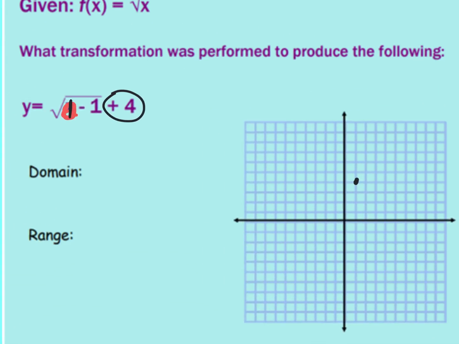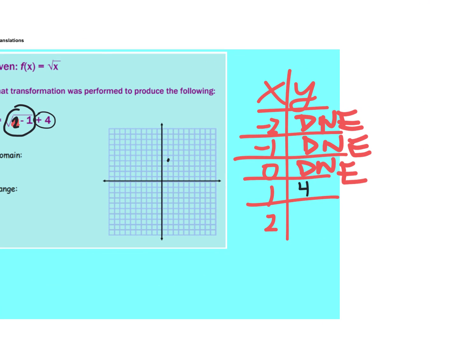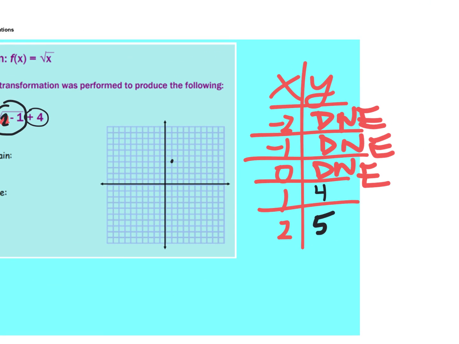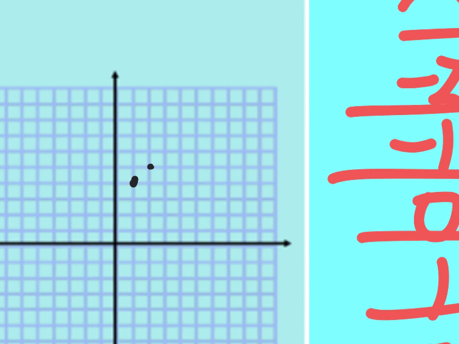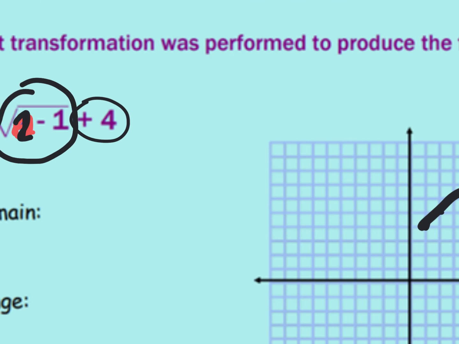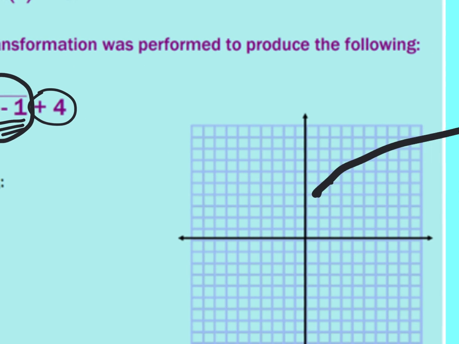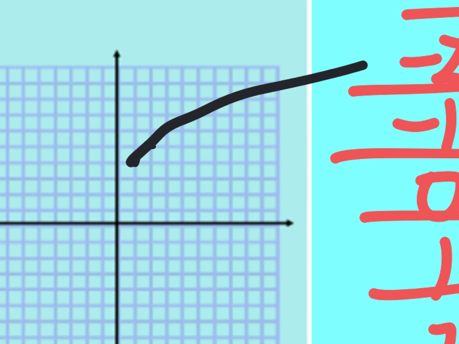Now I put in the 2. 2 minus 1 is 1. Square root of 1. This part here, square root of 1 is 1. 1 plus 4 is 5. And I know what this looks like. It's a square root that's been shifted 1 to the right and up 4. See how it looks like a square root that's been shifted 1 to the right and up 4? Cool.